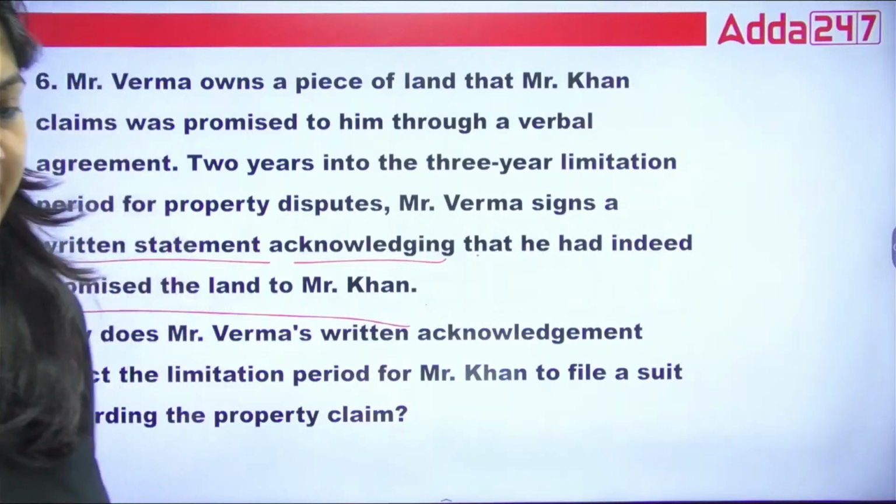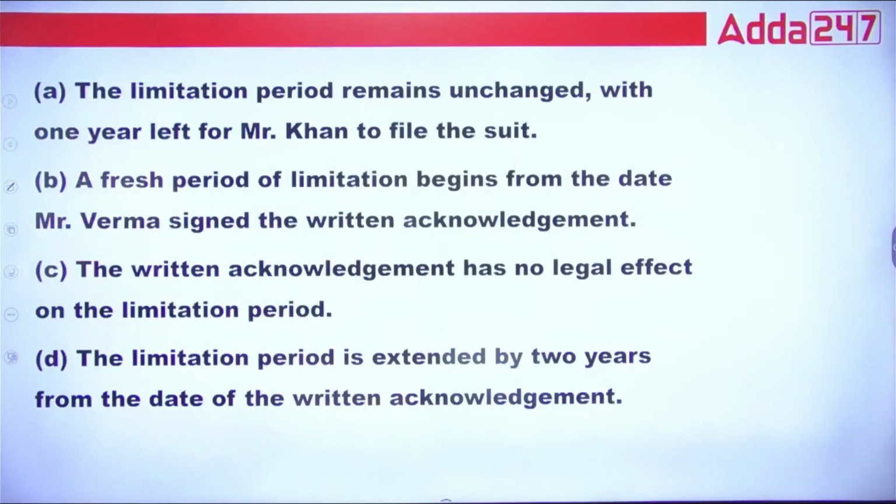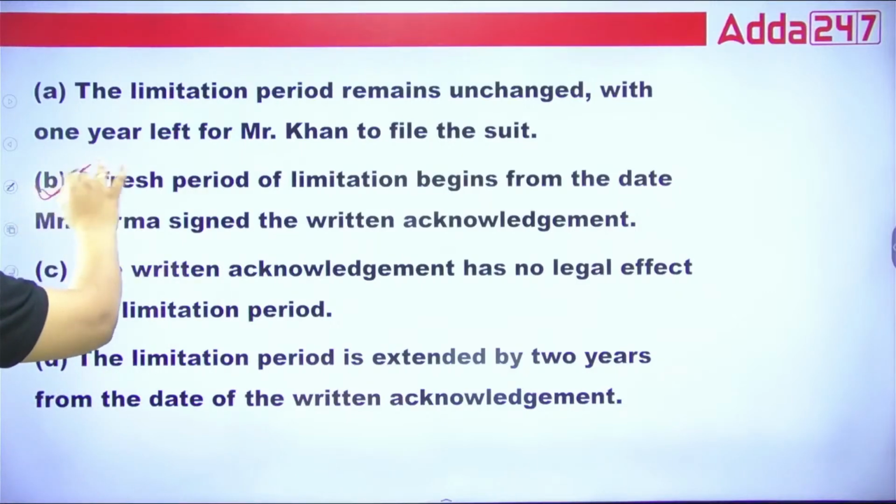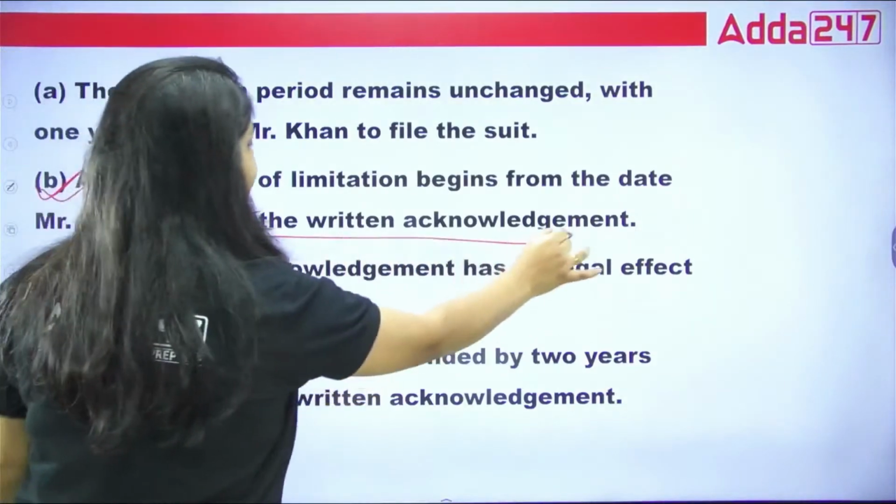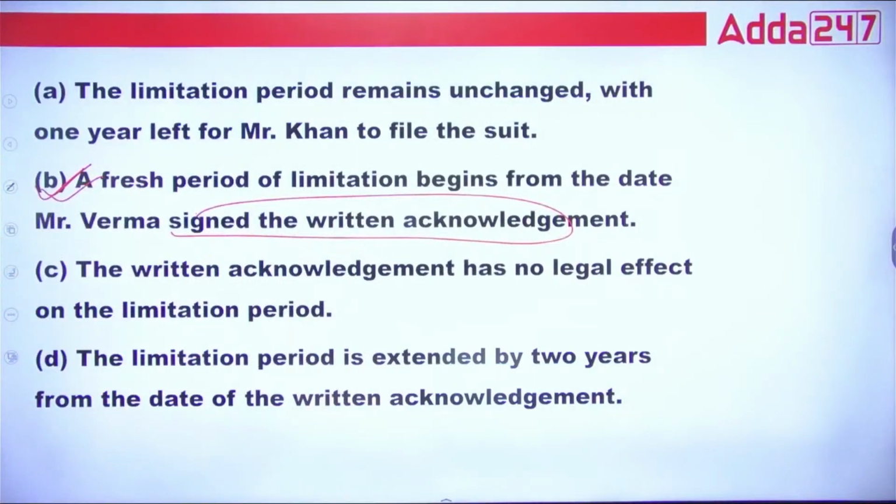Yes, class. What is the right answer? The limitation period remained unchanged with the 1 year left for Mr. Khan to file the suit. A fresh period of limitation began from the date Mr. Verma signed the written acknowledgement. The written acknowledgement has no legal effect on the limitation period. The limitation period is extended by 2 years from the date of this. So, class, the fresh period of limitation, as we already know, starts when he signed the written acknowledgement. This is the right answer.